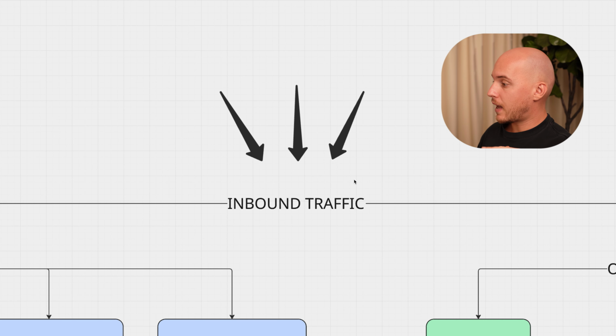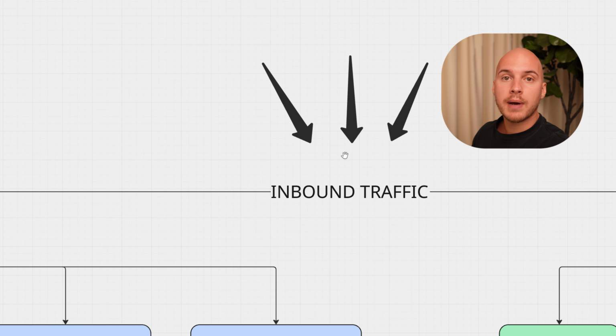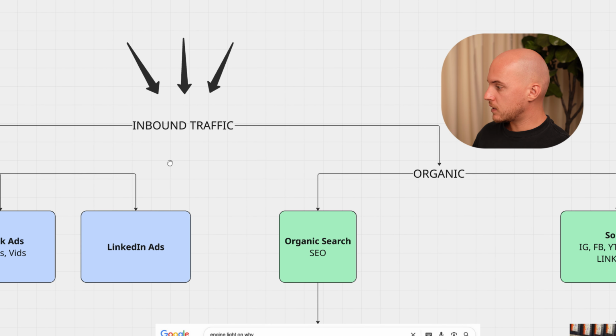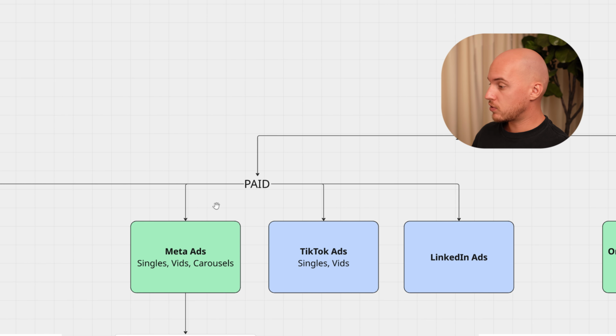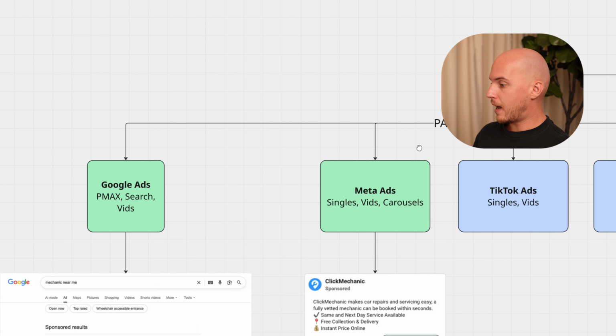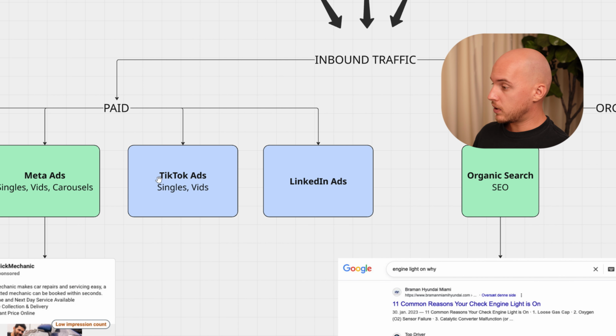When we are looking at the map here, we are starting out with all the inbound traffic which is coming in through all these different channels. So we are distinguishing between all your organic traffic and your paid traffic. For the paid traffic, you will have sources like Google ads, Meta ads, maybe you're also running TikTok ads, LinkedIn ads. Meta ads is also a great channel for inbound traffic, but it acts more in like create demand.